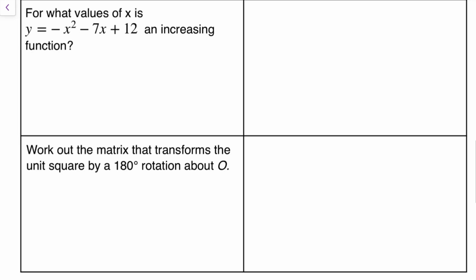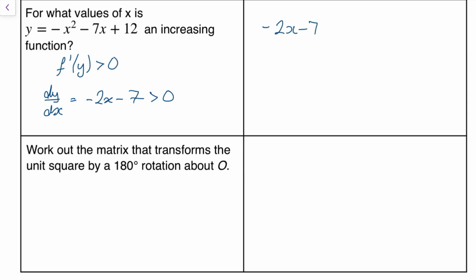Next question. For what values of x is this thing here an increasing function? Well, the definition of an increasing function is where the first derivative, or dy dx, or whatever it might be, is greater than 0. So the first thing I'm going to need to do is work out dy dx. Dy dx is minus 2x minus 7, and I want that to be greater than 0. This isn't terrible, is it? Because it's not a quadratic to solve.